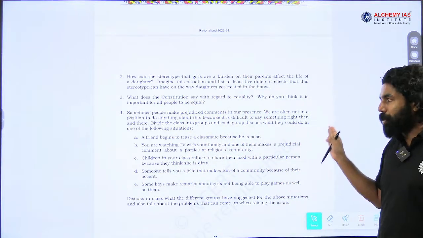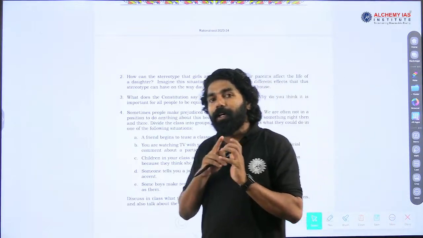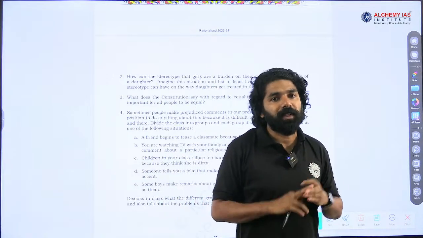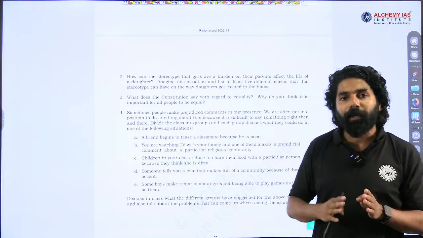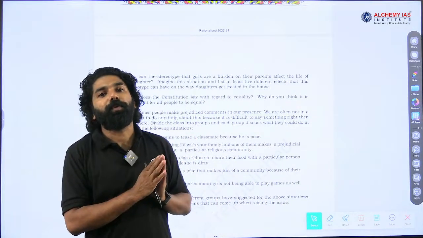In order to explain this, many examples have been given from different perspectives. There was a gender perspective, a religious perspective, a linguistic perspective, and a caste perspective. I hope you have understood what is covered under these two chapters which are part of Unit 1, diversity.